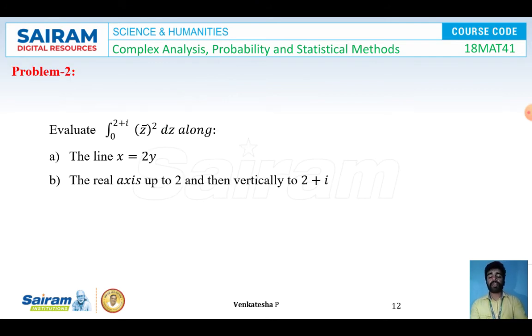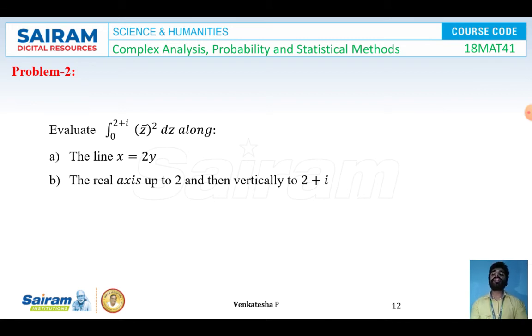Problem number 2. Evaluate the integral between the limits 0 to 2 + i of (z̄)² dz along the line x = 2y. Second, along the real axis up to 2 and then vertically to 2 + i.